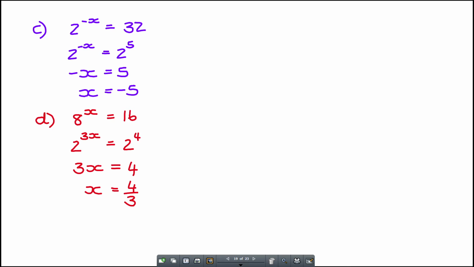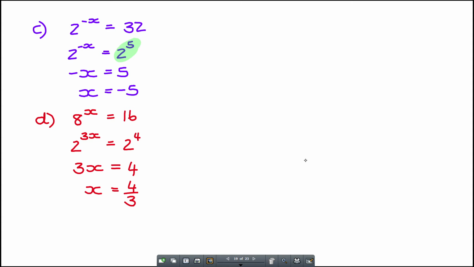Okay, let me do C for you guys. So at C, same thing. Because I had a base of 2 on the left-hand side, I wanted to make the right-hand side also 2 to the power of something. Now, do you guys know how to get those? You say 32 equals, and then shift fact. And then it usually gives you 2 to the power of 5.